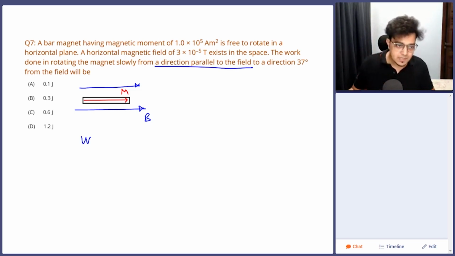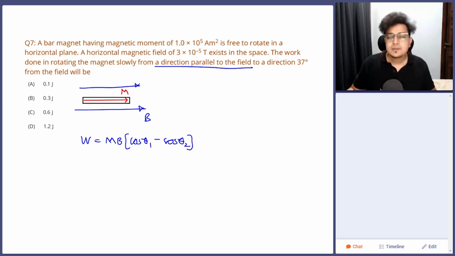So for this case, we have a formula for work done. Work done to rotate a bar magnet in a uniform magnetic field is equal to M into B into cos theta 1 minus cos theta 2. So theta 1 is the initial angle and theta 2 is the final angle. M, dipole moment, is given 1 into 10 raised to 5. So writing only 10 raised to 5, already in SI unit. Magnetic field is given as 3 into 10 raised to minus 5. So plus 5 minus 5 cancel. That is also in Tesla.